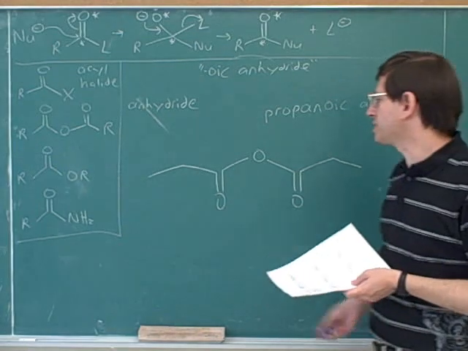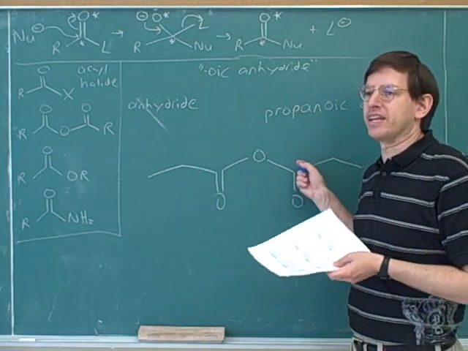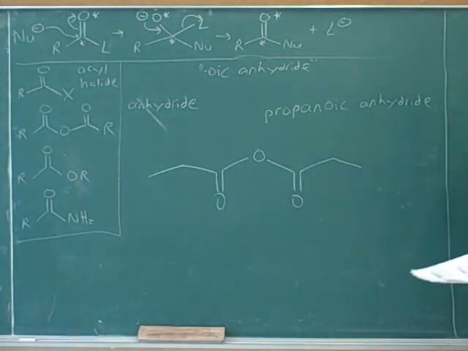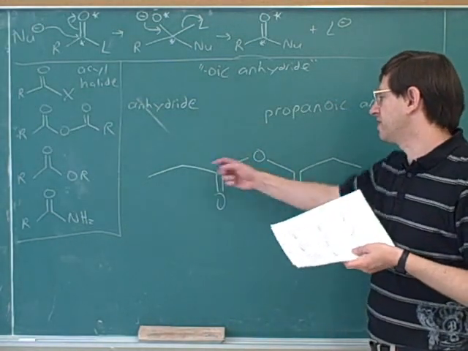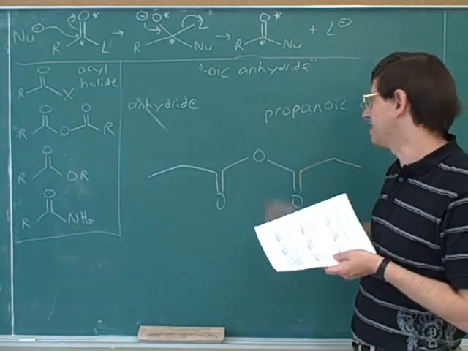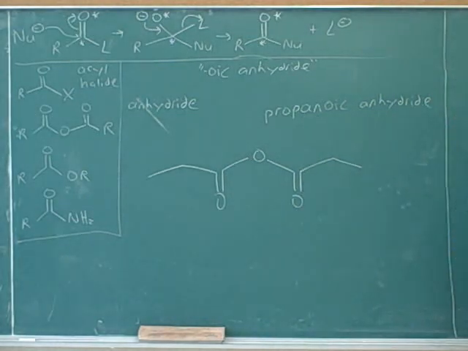Notice that there's a three-carbon chain on both the left and the right. So we can name both of those three-carbon chains as propanoic anhydride. It would be natural to wonder what would happen if we have different lengths on the different sides, and we'll get to that in a minute or two. But if you have a symmetric anhydride, you can just name it like this.